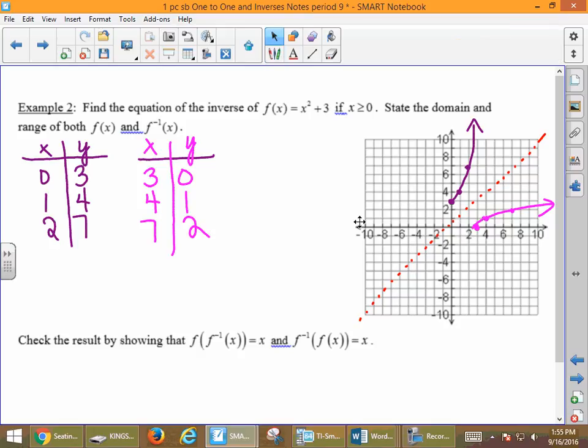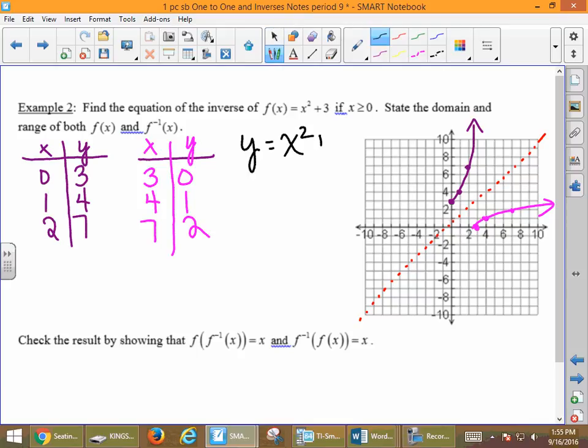So now the question is, what is the equation of this graph? And remember, f of x is y equals x squared plus 3. To solve this, what we do is we switch x and y. We only switch the values of x and y. x goes where y went, y goes where x was, and that squared now is on the y. We only switch the x and y.